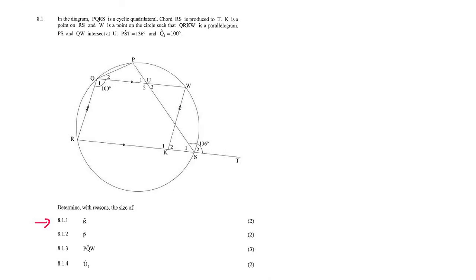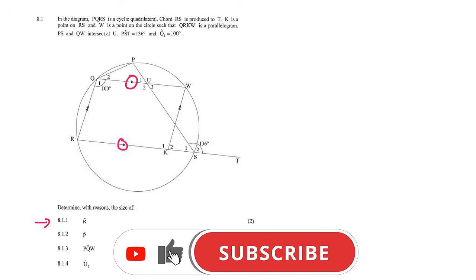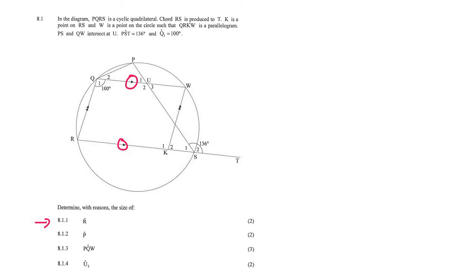Alright guys, here's question 8. So 8.1.1 says determine the value of r. That's an easy one. This is a parallelogram. How do I know that? They've told us, and we can see that these lines are parallel. So it means that this angle and this angle should add up to 180 because of co-interior angles. So we can instantly say that angle r is going to be equal to 80 degrees, because co-interior angles, due to the fact that QW is parallel to RK.